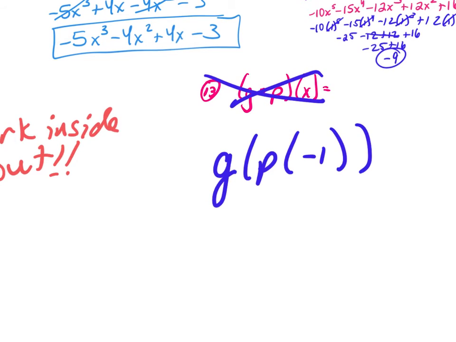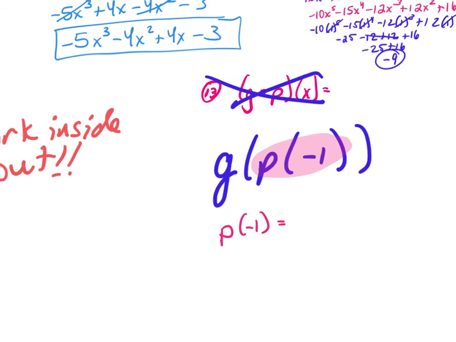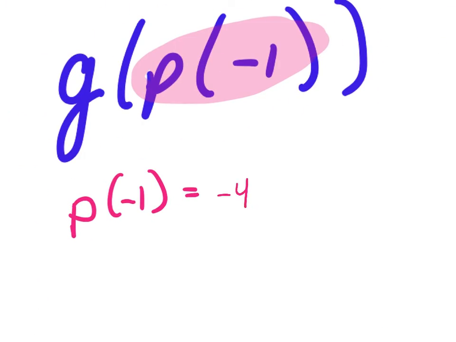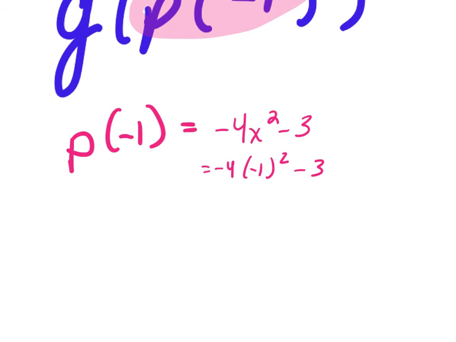So when you see something like this, what do they want me to do first with -1? What's the first thing I need to do? I need to plug it into the p function. So my p is -4x squared minus 3. I'm going to evaluate using -1. So -4 times -1 squared minus 3. -1 squared is 1. So -4 times 1 is -4 minus 3 gives me -7.